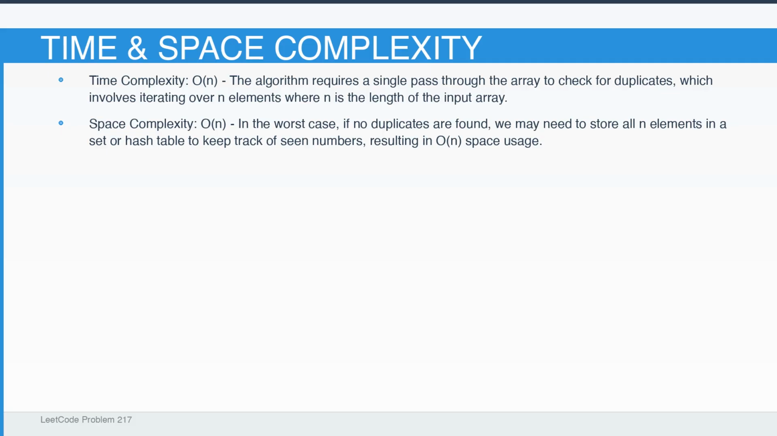Next, we consider space complexity, also O(n). In the worst-case scenario, if there are no duplicates, we may end up storing all n elements in a set or hash table to keep track of what we've seen. Think of this as needing a notebook to jot down all the titles you've checked. If you wrote down every title, you'd use space proportional to the number of books you looked at. In summary, the algorithm efficiently balances time and space, making it effective for this problem.